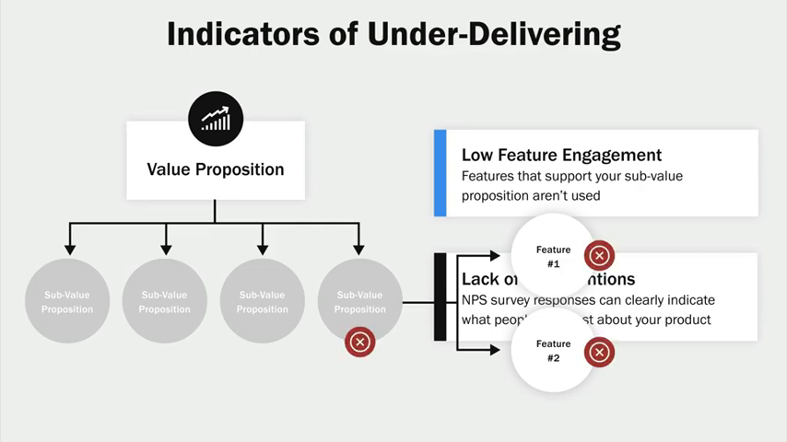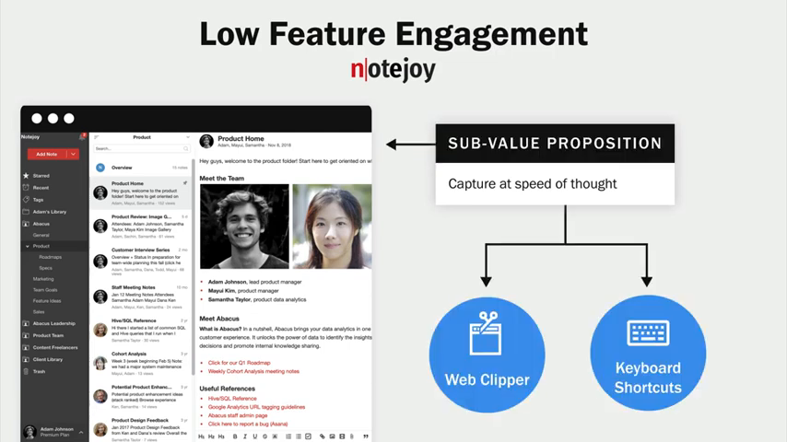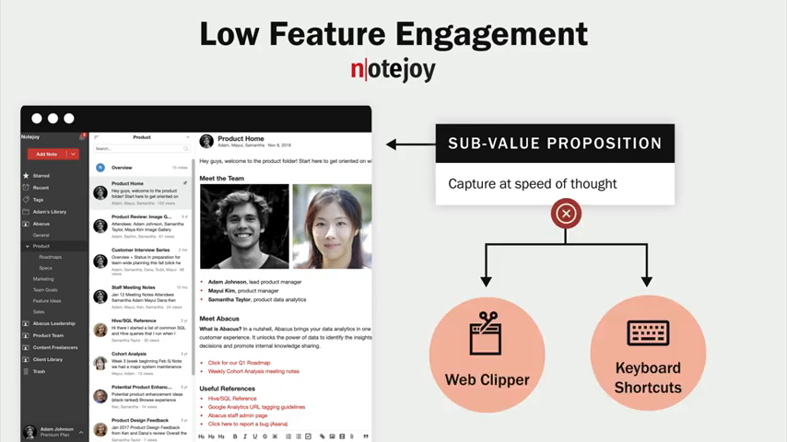If these features aren't being used, then it's possible that users aren't receiving that sub-value proposition. For example, one of NoteJoy's sub-value propositions is capture at the speed of thought. This sub-value proposition is supported by features like the web clipper and keyboard shortcuts. If these supporting features have low engagement numbers, NoteJoy users might not be experiencing capture at the speed of thought.